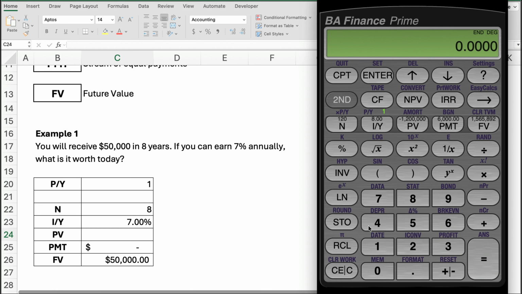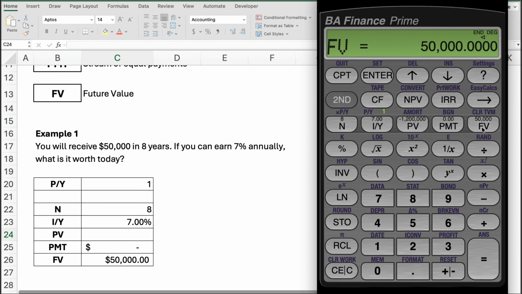And so the number of periods is 8. What we do is we put 8 and then N, so it says N equals 8. Sometimes people try to put the N first, N and then 8, and it doesn't work. You have to put the number and then N. 7, we treat it like a whole number, and we hit I, the interest rate per year. We're trying to solve for present value, so we can skip over that. We need to put in 0 as the payment, because there might have been something previously in that payment. And then 50,000 is going to be our future value.